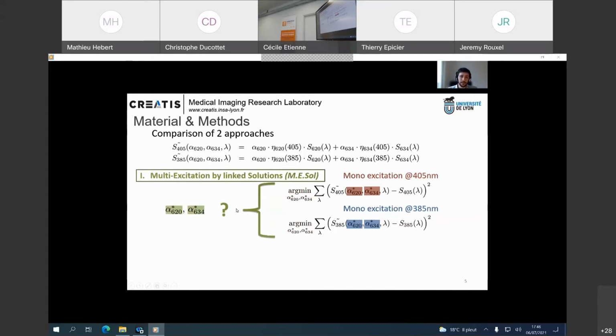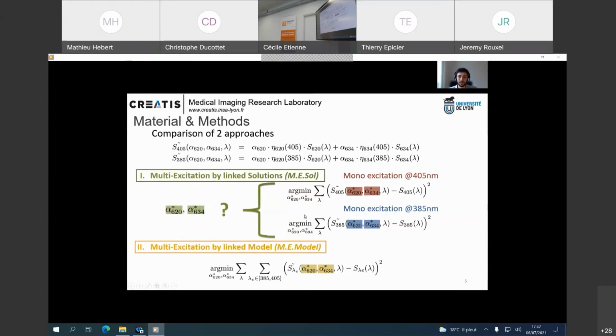The first mono-excitation at 405 nanometers is selected because it is the gold standard for PpIX fluorescence, and the second one is selected because it is the wavelength of maximal absorption of PpIX 620. The second approach, named multi-excitation by linked model, is multi-excitation which outputs directly the two parameters that best fit the fluorescence spectra at all excitation wavelengths.